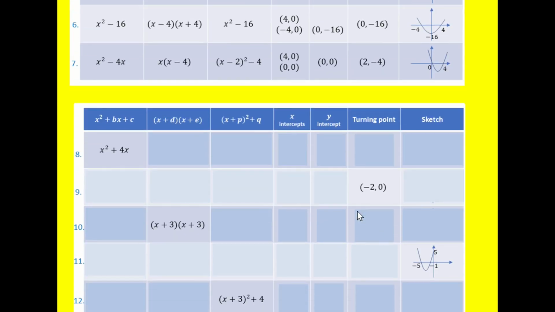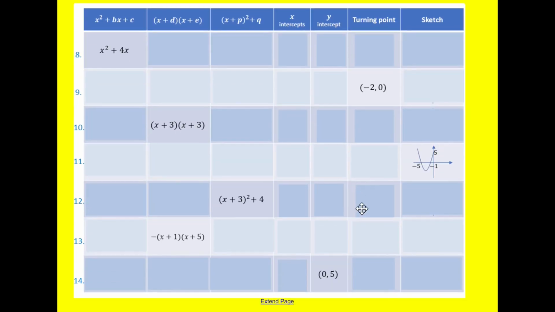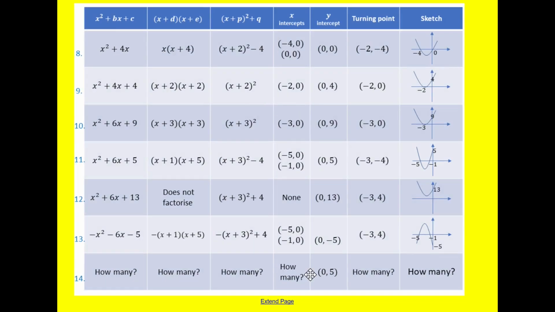And if you've done that, here's a slightly more challenging sheet. But along similar lines, but worth practicing. And here are the answers. So for the very last one, there's actually absolutely loads of quadratics that have a y-intercept of 0, 5. That's kind of the point of the question, as long as c is equal to 5.